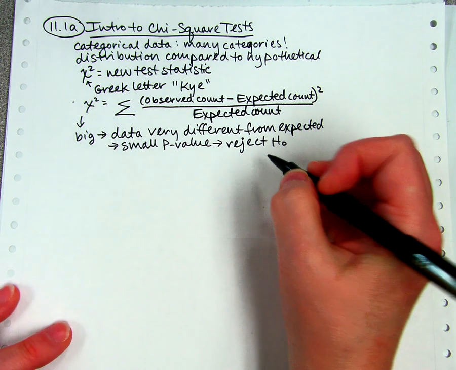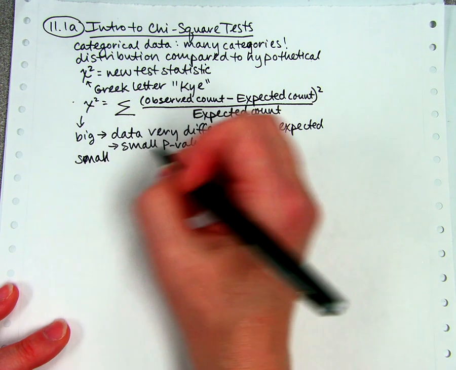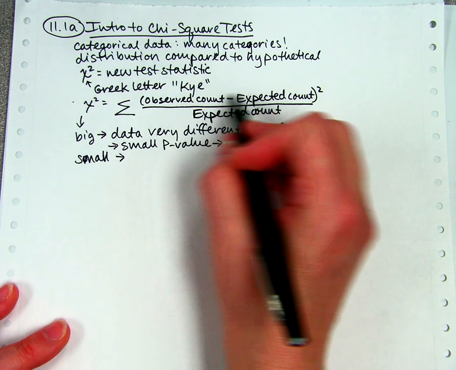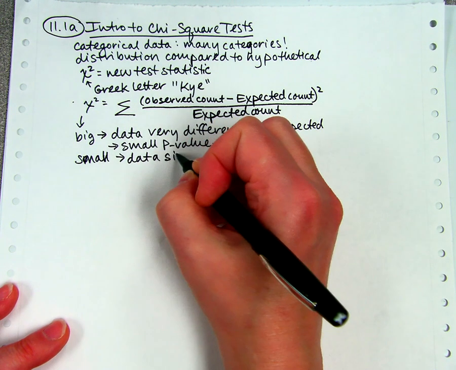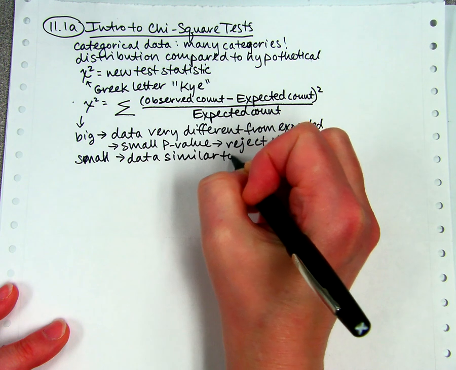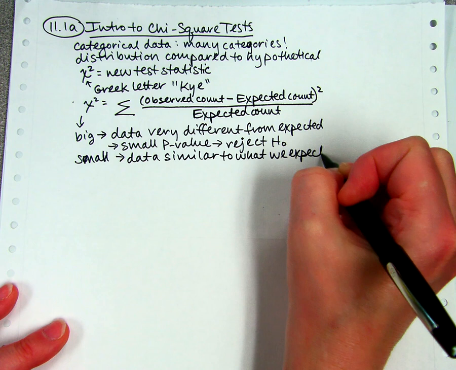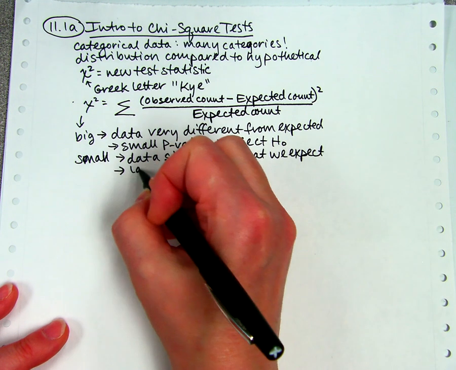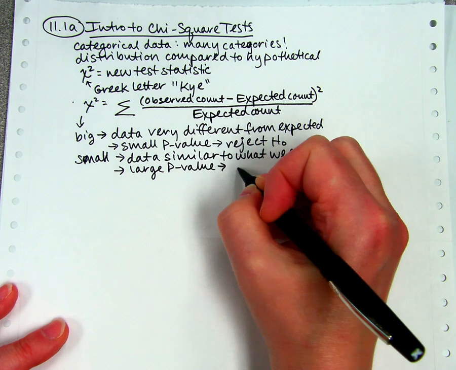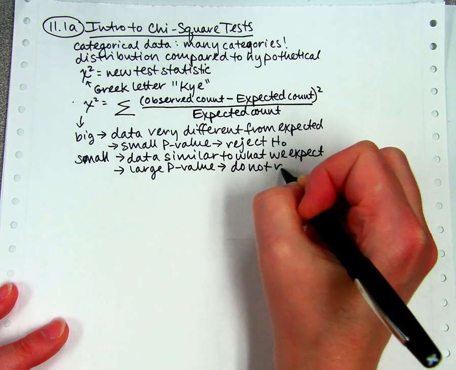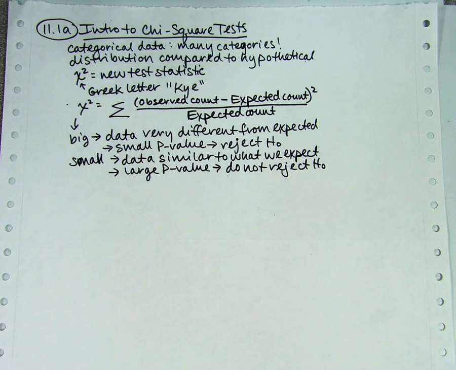Reject the null hypothesis. A small chi-squared means that the observed are close to the expected, so the data is similar to what we would expect. And that would cause us to have a large p-value, and we would not reject the null. So that's where we're headed: significance tests for comparing distributions of categorical data.